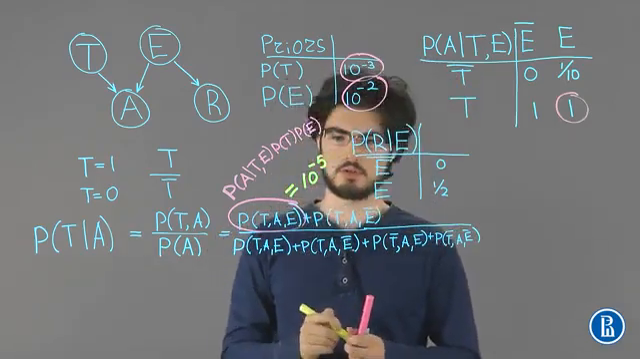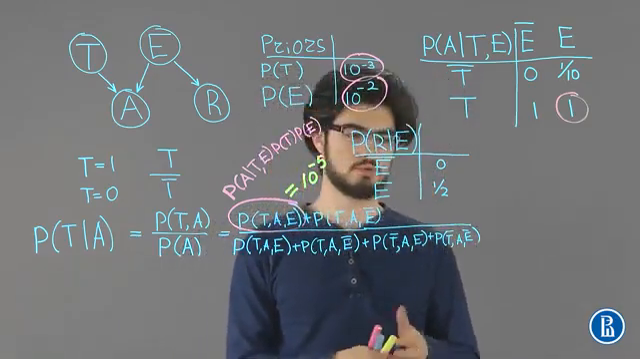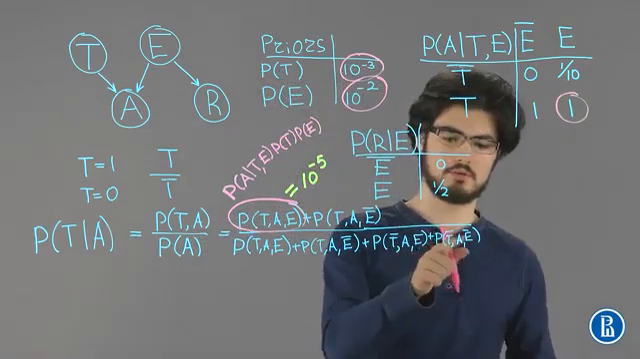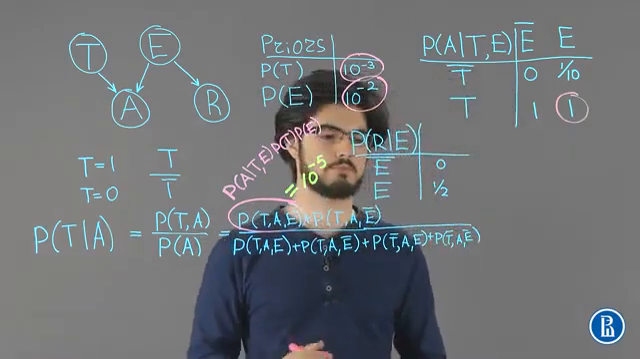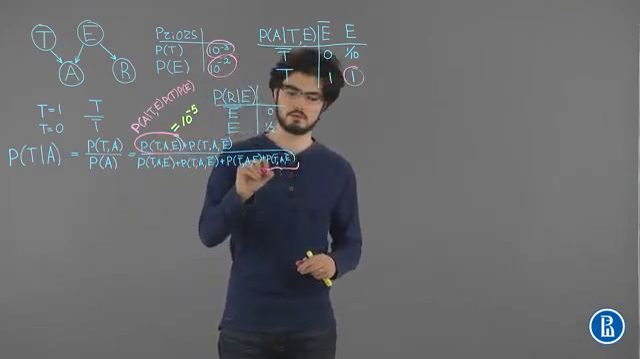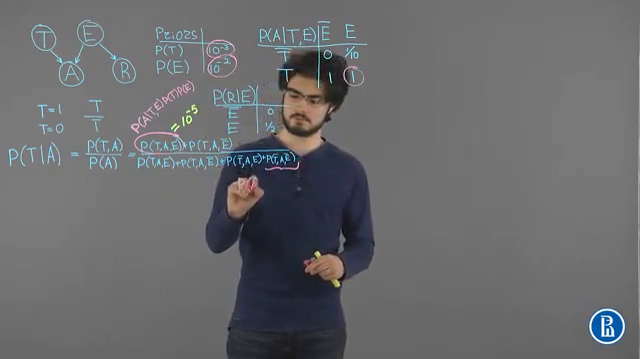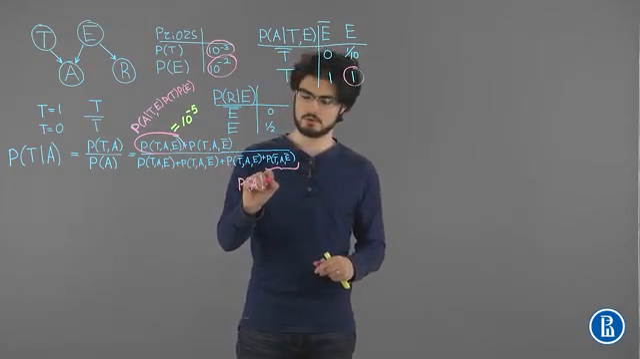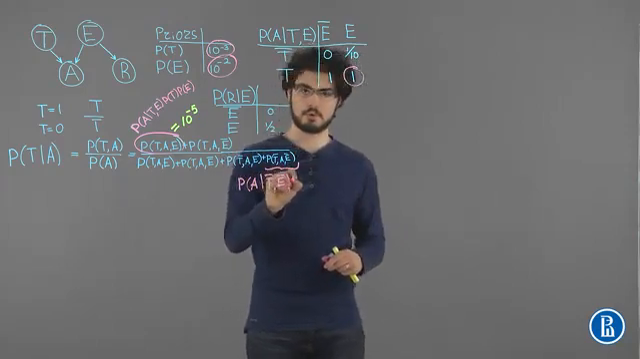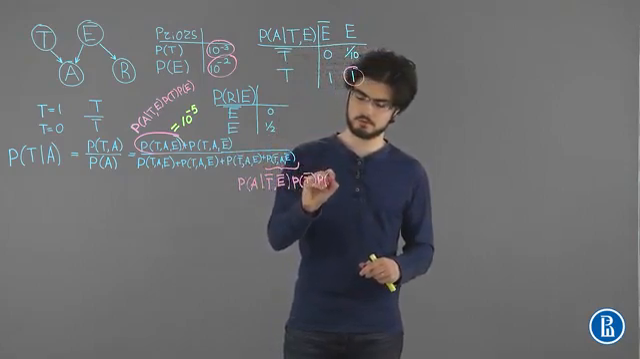Alright, now let's compute some other probabilities. For example, let's compute this probability. What is the probability that there is no thief, there is no earthquake, and there is an alarm? Again, we can write it in a similar way. It will be the probability of alarm given no thief, no earthquake, times the probability of no thief and probability of no earthquake.